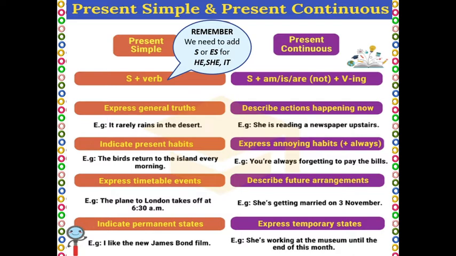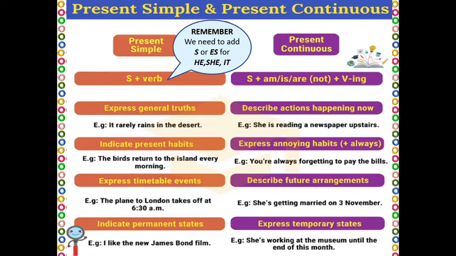So when do we use the present simple? To express general truth. For example, it rarely rains in the desert. To indicate present habits. So the birds return to the island every morning. That is a routine, a habit. To express timetable events. The plane to London takes off at 6:30 a.m. So that happens every day and is a timetable.